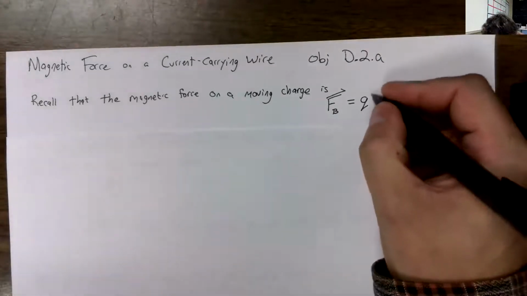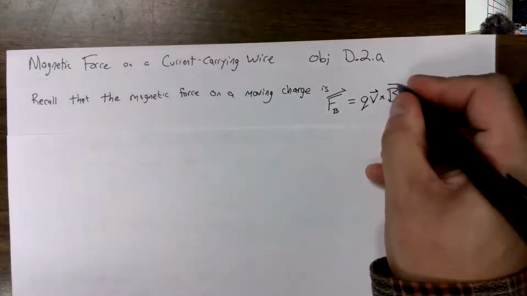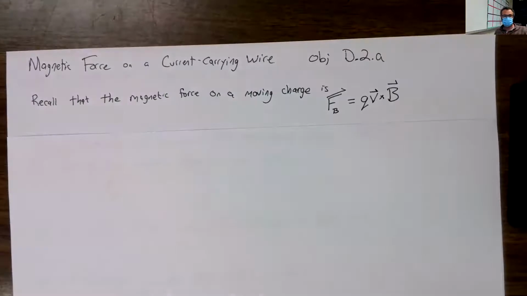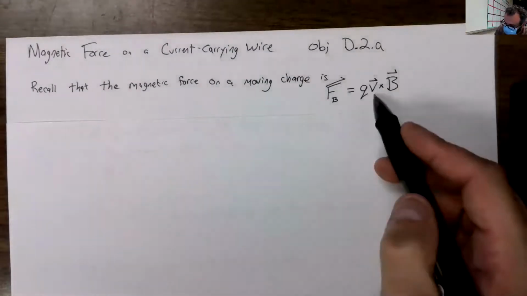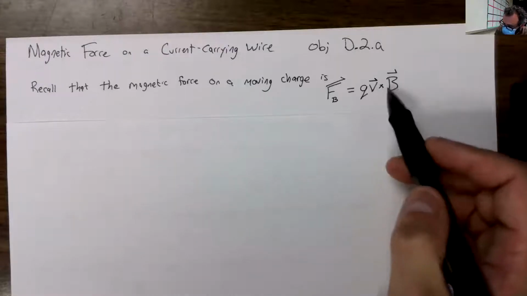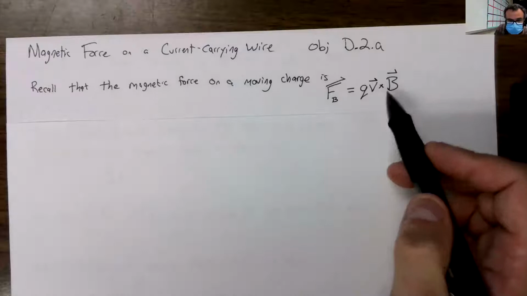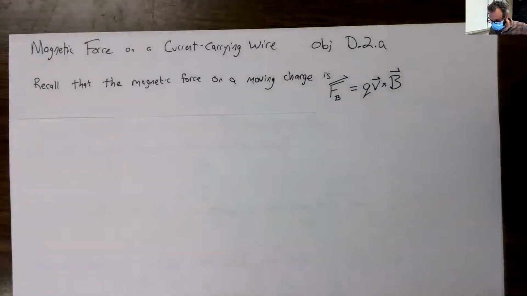So Q is the charge of the charged particle, and then V cross B, where this is the cross product. The magnitude of this is VB times the sine of the angle between them, and the direction we get right from the right-hand rule. All right, so that's the magnetic force on a single moving charge.